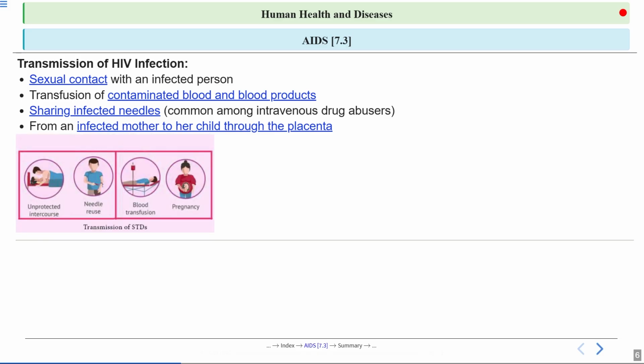Here you can see these are the modes of transmission of sexually transmitted diseases such as AIDS. So it can be transferred during unprotected intercourse, by needle reuse, during blood transfusion, and as well as during pregnancy if the mother has HIV.